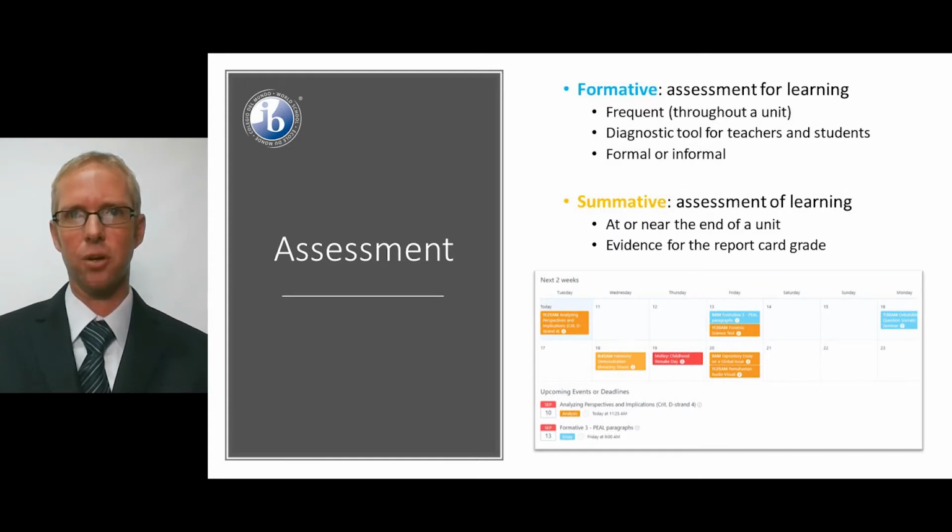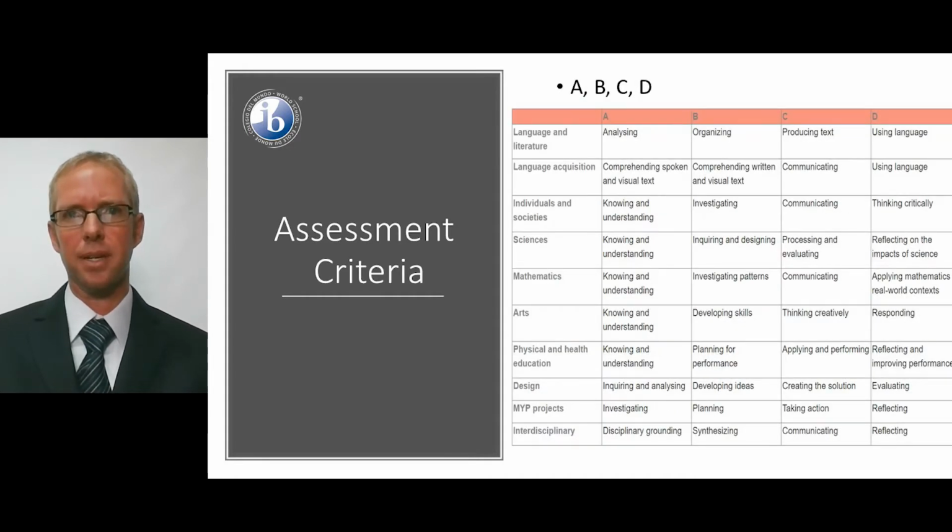So hopefully this helps you as you sit down with your son or daughter and try to help them plan it out, to be able to look for those two colors. Each subject group in the MYP has 4 criteria, A, B, C, and D, which are used to assess learning. All the criteria are weighted the same, so one is not worth any more than the others. And you can see the general descriptions here of each of these criteria for the different subject groups.